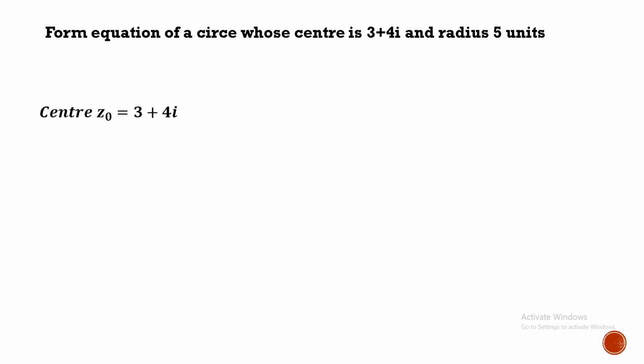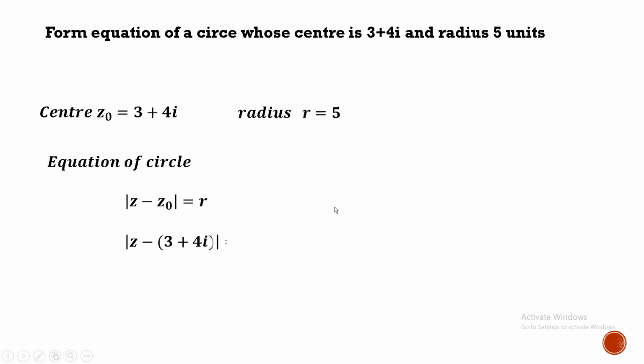Center is z0 is equal to 3 plus 4i, and radius is equal to 5 units. And equation of circle is modulus of z minus z0 is equal to r. Just simply substitute z0 value and r value. We'll get equation of circle. So equation of circle is modulus of z minus 3 plus 4i, that is equal to 5. This is the equation of circle. Right.